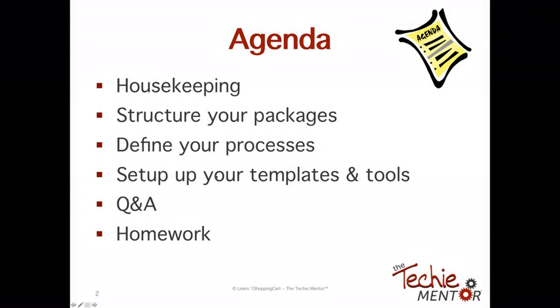So here's our agenda. We're going to start with just some housekeeping, see if anybody has any questions, make sure everybody understands how to access all the goodies that are part of this program. And then we're going to talk about structuring your packages. Again, this is just kind of food for thought, and we're going to circle back around and talk about this again after we've gone through all the bells and whistles of One Shopping Cart. But this is for you to kind of sketch out in your mind what you think you'd like to do. Define the processes, set up your templates and tools. We'll have our Q&A, and then we'll have our homework.